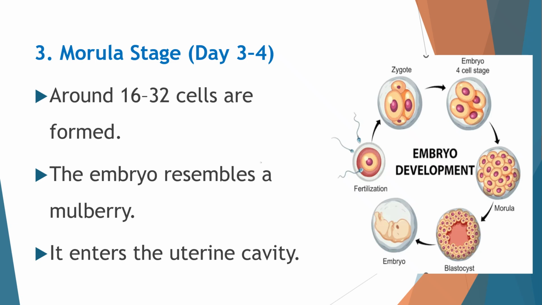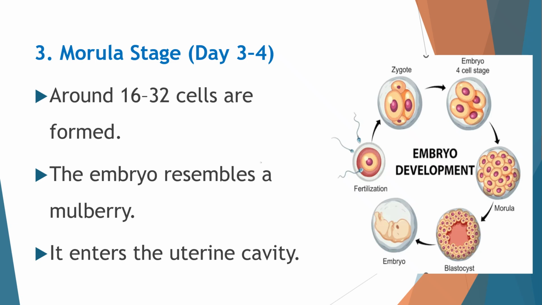Now, you may wonder why it's called a morula. The word morula comes from the Latin word for mulberry, because this stage looks very similar to a mulberry fruit. If you look at the picture, you can see that it appears as a small, round cluster of cells. During the morula stage, the embryo is still traveling through the fallopian tube. By the end of this stage, it reaches and enters the uterine cavity, where it will continue its development.